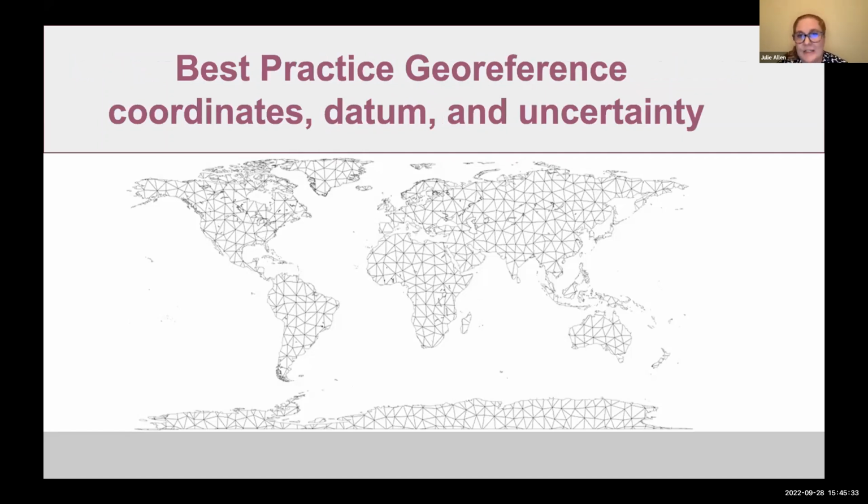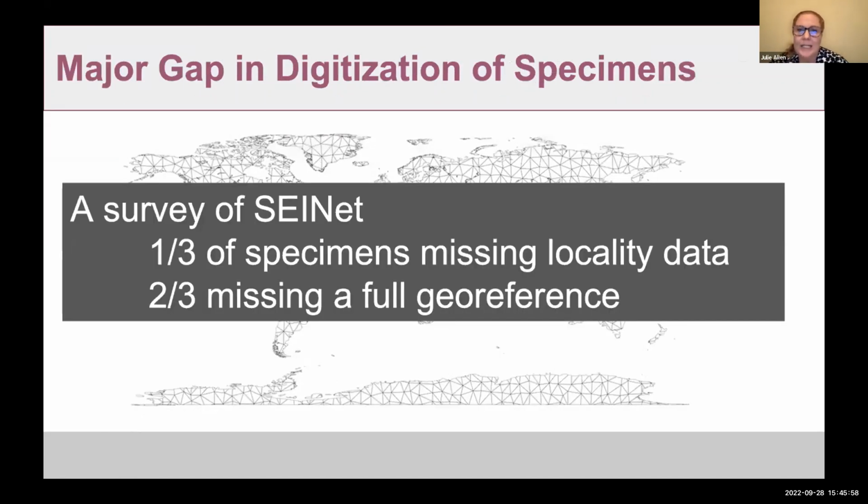Now, a best practice georeference has coordinates, so latitude and longitude, datum, so information about the coordinate system that's used, and some sort of level of uncertainty, generally a radius given for a circle around the point that indicates how certain the person was that created that georeference. So these three pieces of data are what's critical to have a full georeference. And this is, of course, the most missing information from specimens.